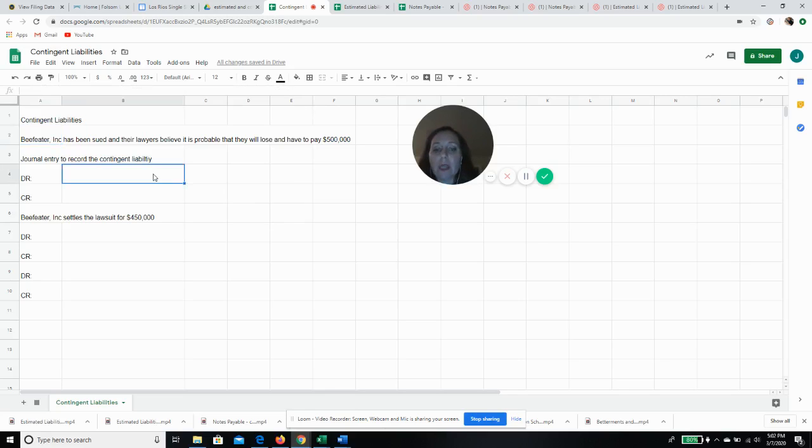So we are going to book a debit to legal expense, lawsuit expense, some sort of expense. We'll call it legal expense for $500,000. And we are going to put our liability, it's going to be accrued expenses, and that's going to credit $500,000. So now in the current period, we have expense of $500,000 and we have a liability for $500,000 because we believe it's probable and estimable that that is what we are going to pay.